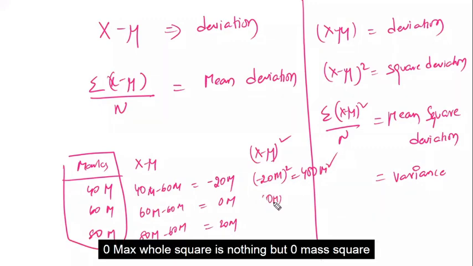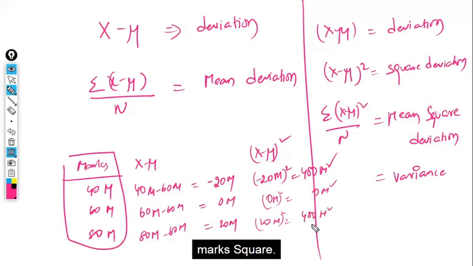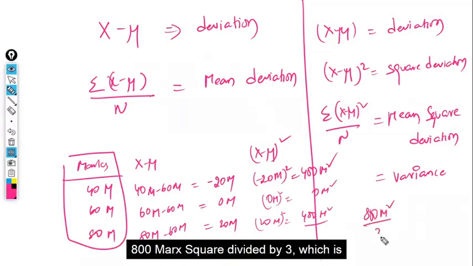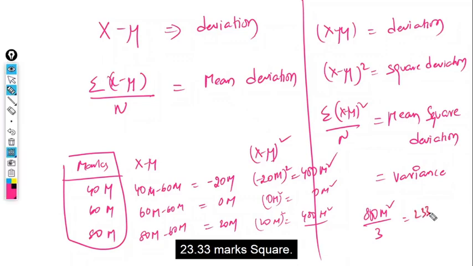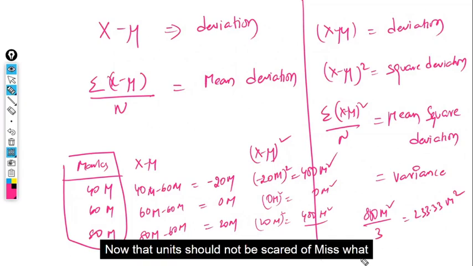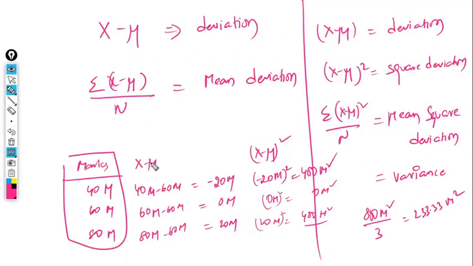0 marks whole square is nothing but 0 marks square. 20 marks whole square is nothing but again 400 marks square. Now if you apply the square average, that is 800 marks square divided by 3, which is 233.33 marks square. I'm getting the units also squared. The units should not be squared, miss. What I have to do is apply the square root for this.